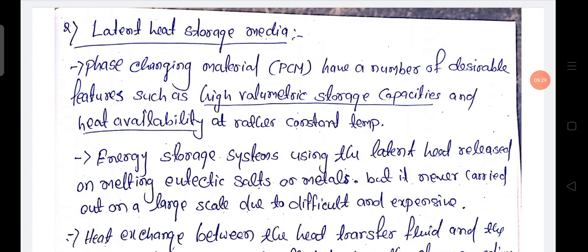Okay, and this phase changing material has a high volumetric storage capacity. That means this material can store a high amount, a high density, of thermal energy, and heat is available at a rather constant temperature. That means the availability of heat from that material at a constant temperature is very high.